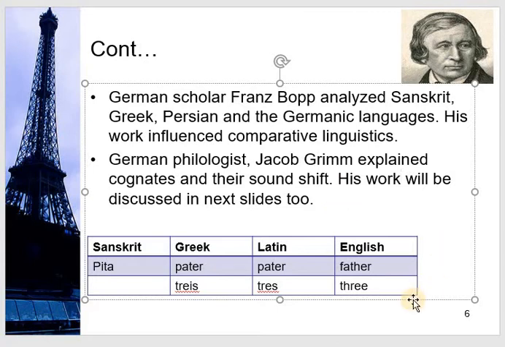Okay, now we'll mention some cognates. Sanskrit has pita and Greek has pater. Latin has pater. English has father. So P has been changed into the first sound. If you find resemblance, trace, stress, and three. So languages have been compared in comparative linguistics, and their similarities have been highlighted.